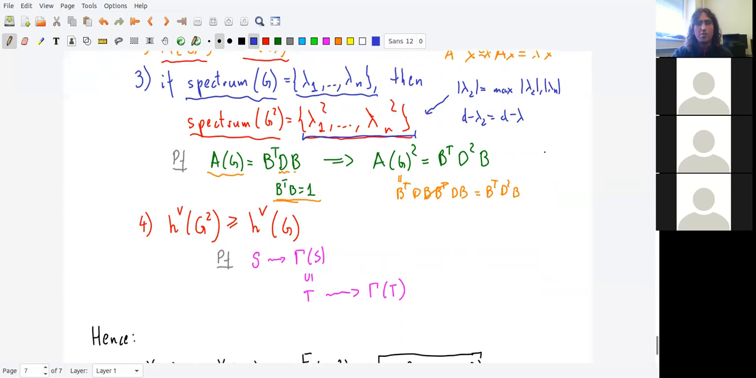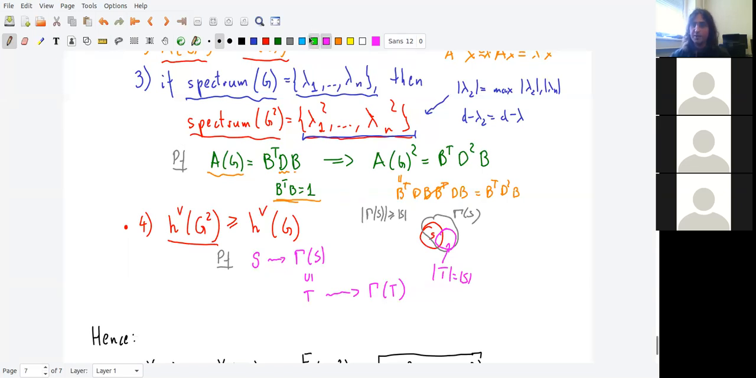Okay, so now what happens therefore with the vertex expansion? I claim that squaring the graph cannot worsen the vertex expansion. Why? Because if I look at any set S in my graph, and I look at Γ(S), the set after one step of the walk, we already argued that the size of Γ(S) is at least as large as the size of S. So I can find some set T whose size is the same as the size of S, that is contained in Γ(S).